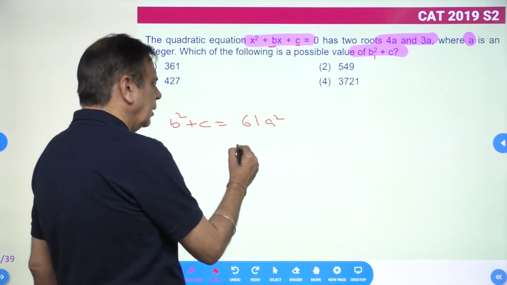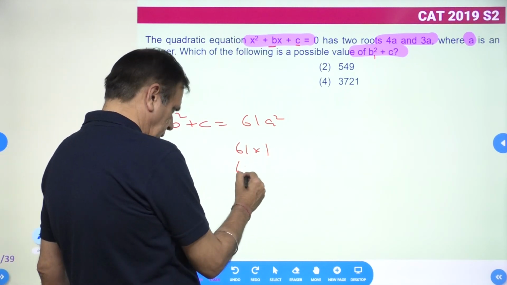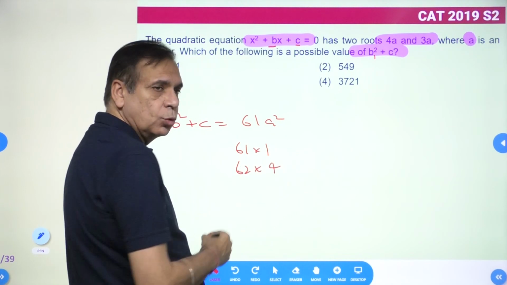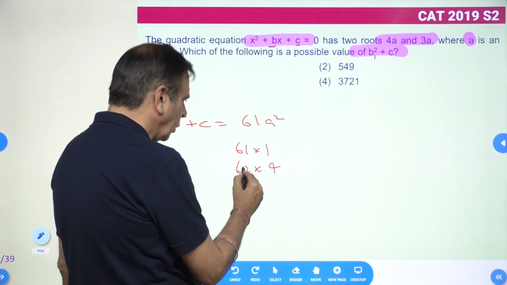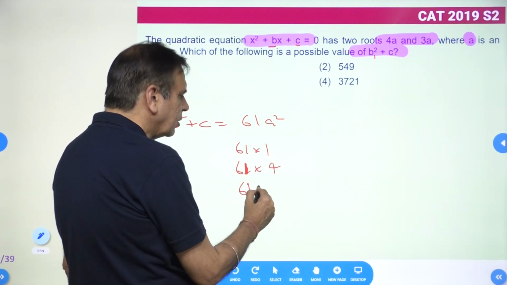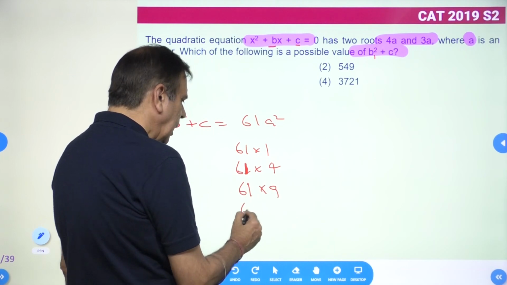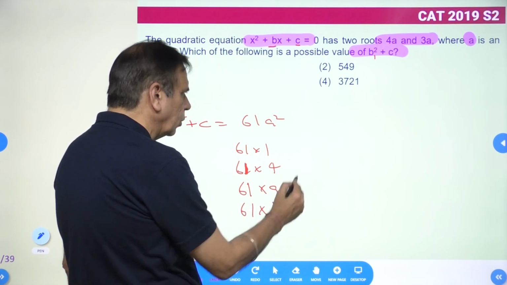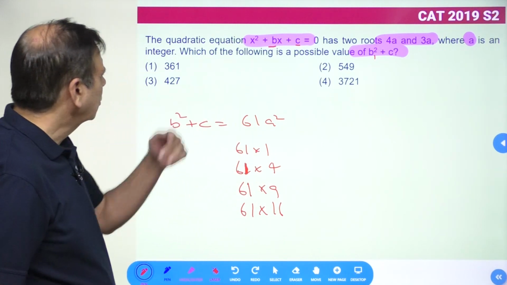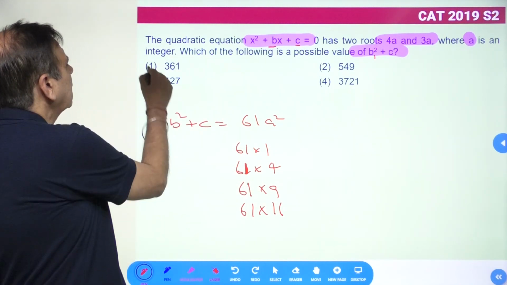A is an integer. So what are the possible values? 61 into 1, 61 into 4. If a is 2, so 61 into 4. If a is 3, 61 into 9. A is 4, 61 into 16, and so on and so forth. All choices ko dekh lo. This is not even a multiple of 61.